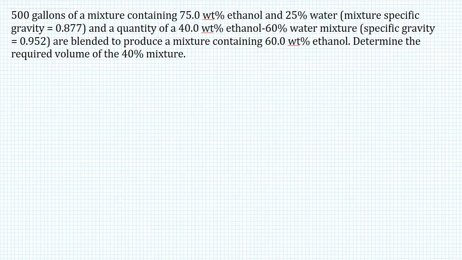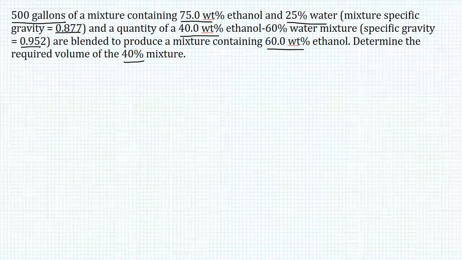In this screencast, we'll perform a material balance to determine the required volume of one of our inputs in a mixing process. We know the volume and composition of one of the two inputs, and only the composition of the second input, and we need to find the volume. The second one's composition is 40% by weight. The product needs to have 60% by weight ethanol, and we're also given two specific gravities of the two inputs that we can use to calculate the volume.